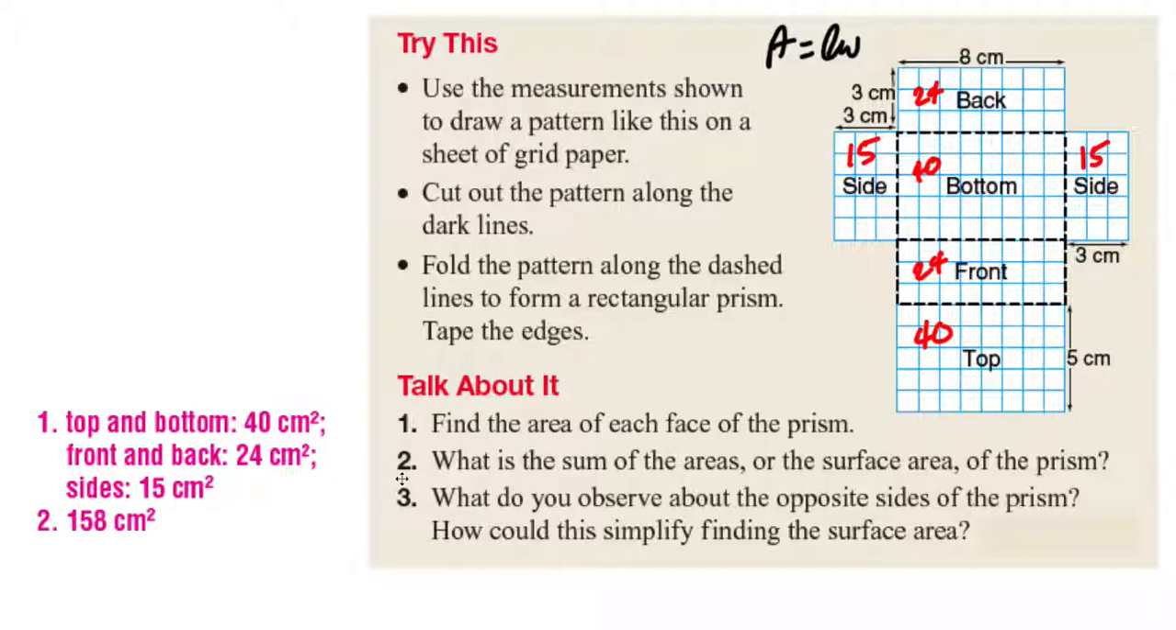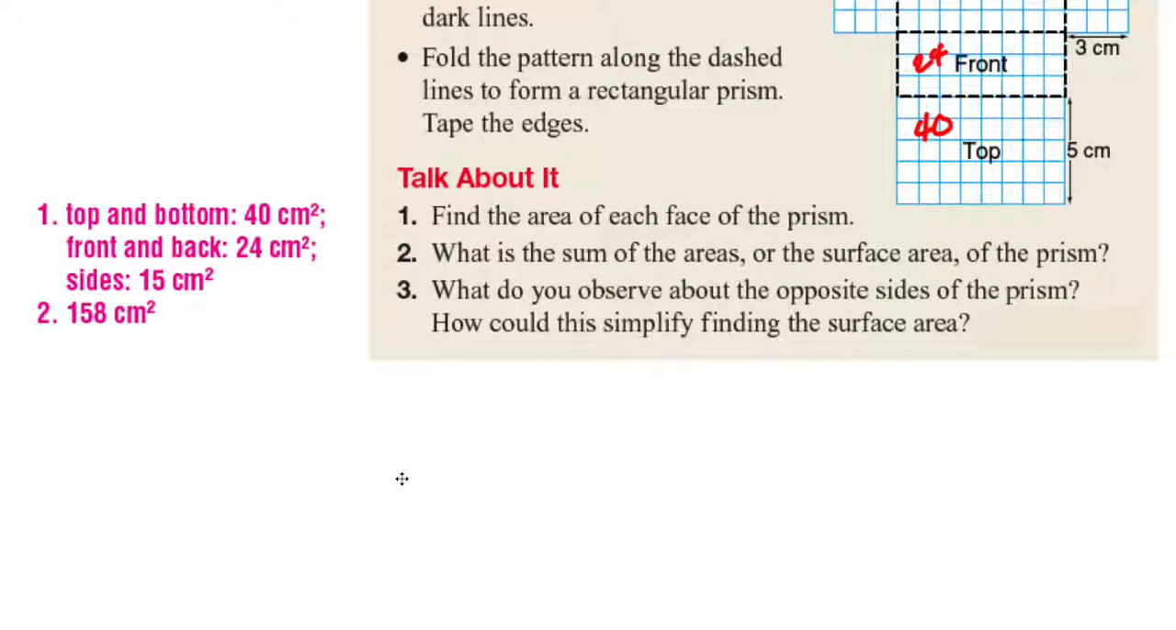So what do you observe about the opposite sides of the prism? How could this simplify finding the surface area? I'll give you a formula for this, which is not given in the book. So if you don't watch this video, it's going to be too bad for you.